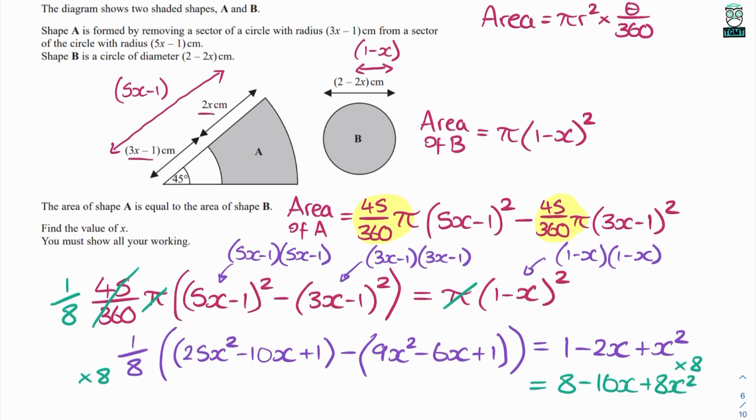And on the left, all we're going to have is what's inside these brackets. But I'm going to actually tidy that up in the same step, obviously, because we've got so many lines to write here. It might just be easier just to tidy that up. So 25x squared, and we're going to take away 9x squared. So 25x squared, take away 9x squared. That's going to leave us with 16x squared.